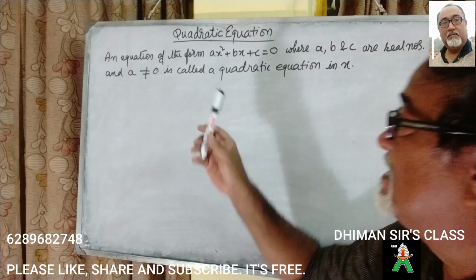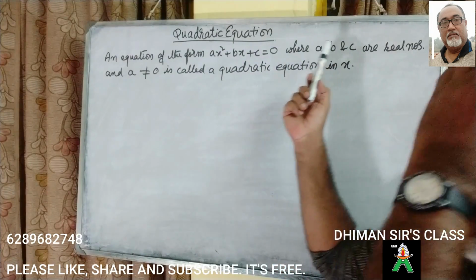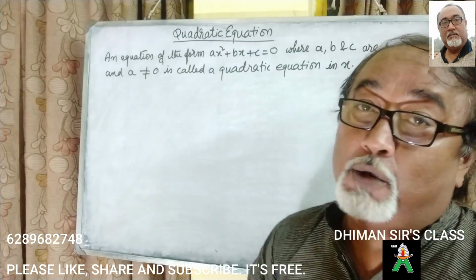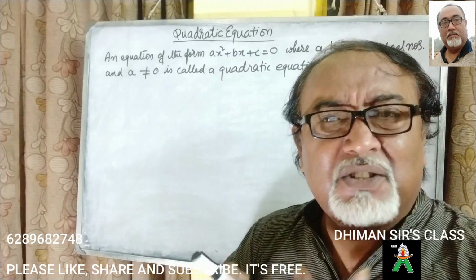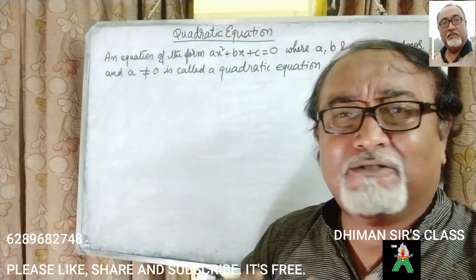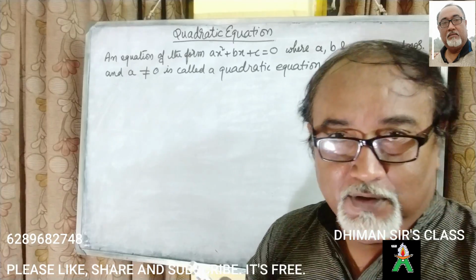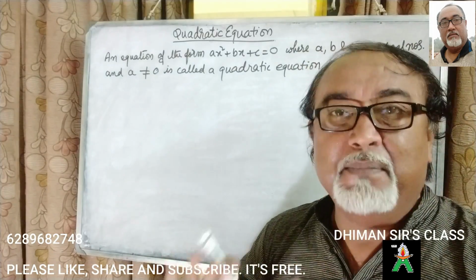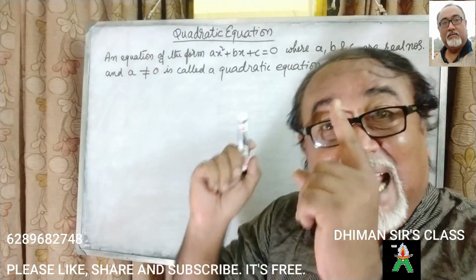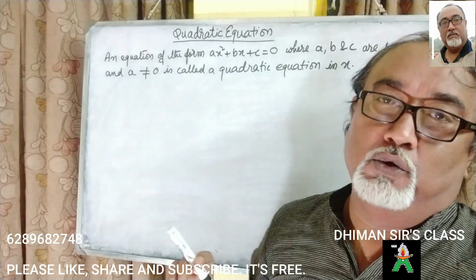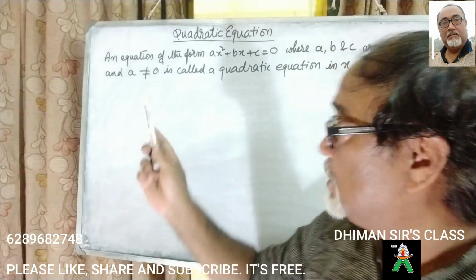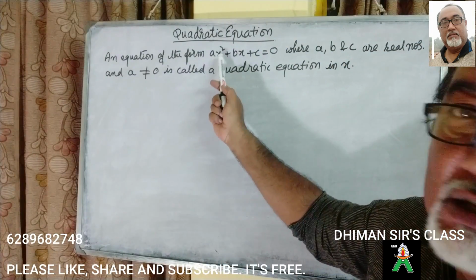If a is 0, not a, b, c, only a must not be equal to 0. b and c may be 0, may be negative, may be positive, but they should be real numbers. All three, a, b and c, must be real, but a must not be equal to 0. Only a I am talking about. a should not be 0.